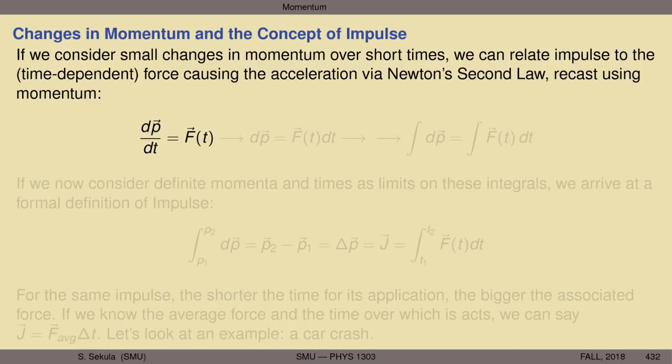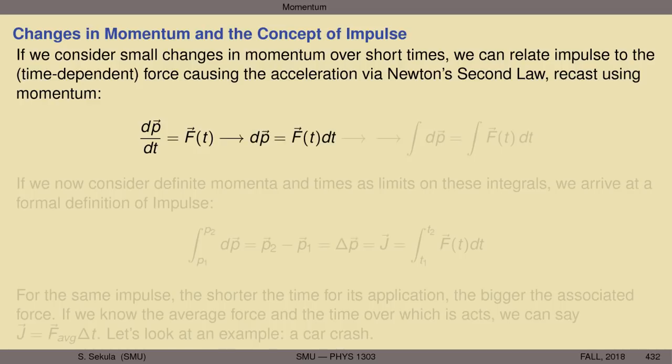Let me start by writing down Newton's second law in terms of force and momentum. dP/dt equals F. Now, F is a force. It could be a sum of many forces, and I'm allowing it to have a time dependence. Maybe the force doubles with each instant of time that we consider in this problem. Now that's a time-dependent force. It's not constant, and one would have to take that into consideration.